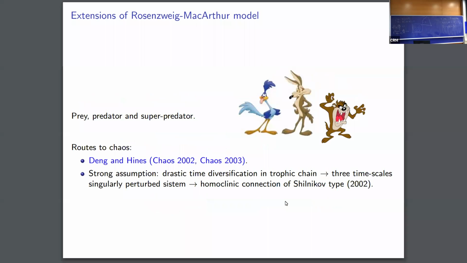There are papers by Den and Heinz showing that if you assume different time scales, so these predations are not at the same time and one is faster than the other, you can find chaos through a mechanism called Shilnikov type. So you find a homoclinic connection of a particular type. Well, this is not the thing I'm interested in.